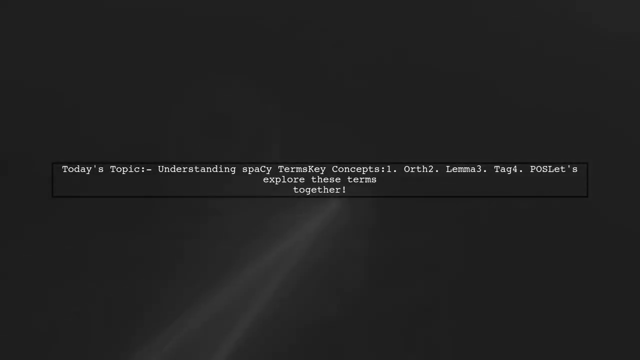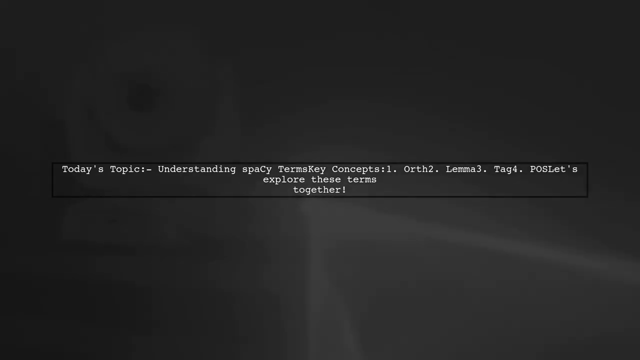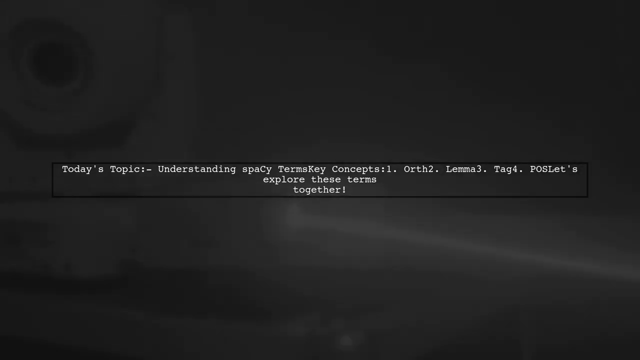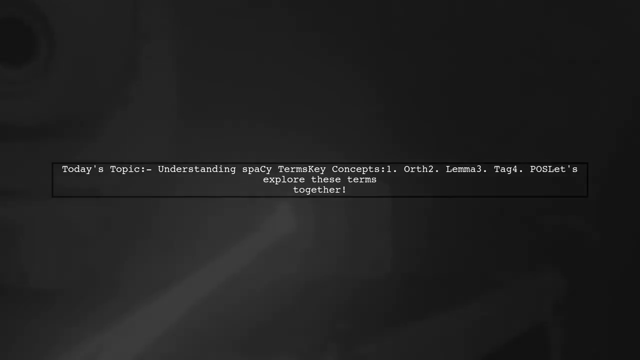If you're new to natural language processing, you might be wondering about some of the key concepts in spaCy. Today, we're addressing a question from a fellow beginner who wants to simplify the documentation for terms like orth, lemma, tag, and pos. Let's break down what these terms mean and how they relate to the code snippet provided.